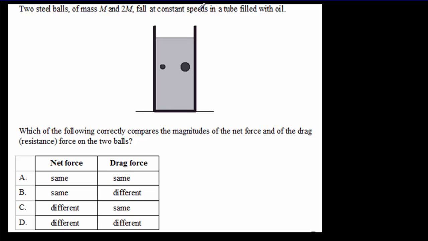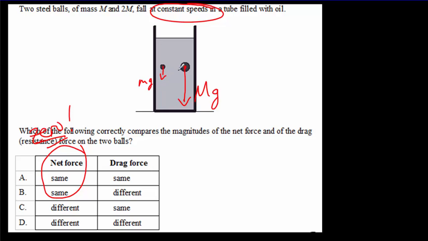Hopefully the first thing you noticed was they're moving at constant speed or constant velocity, and that means that the net force has to be the same. In fact, it has to be a net force of 0. Now, of course, the weight of this bigger mass is going to be bigger. And if we're going to have 0 net force in both cases, the resistive force is going to have to be bigger for the bigger mass. And that means the correct answer here is B.